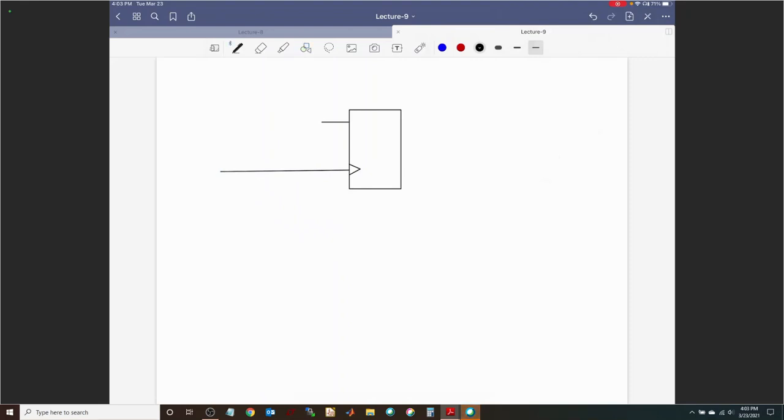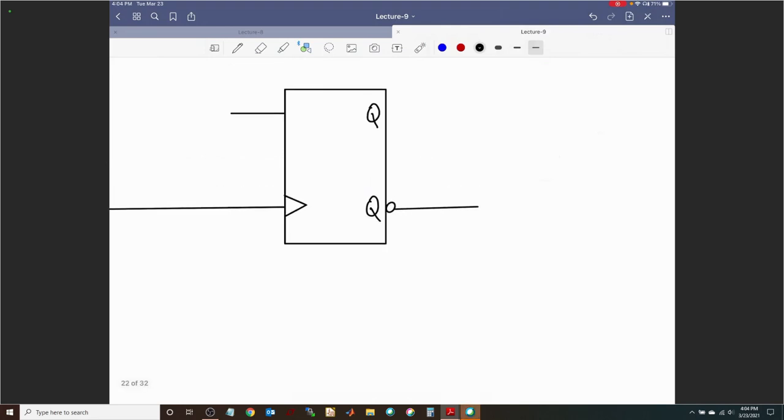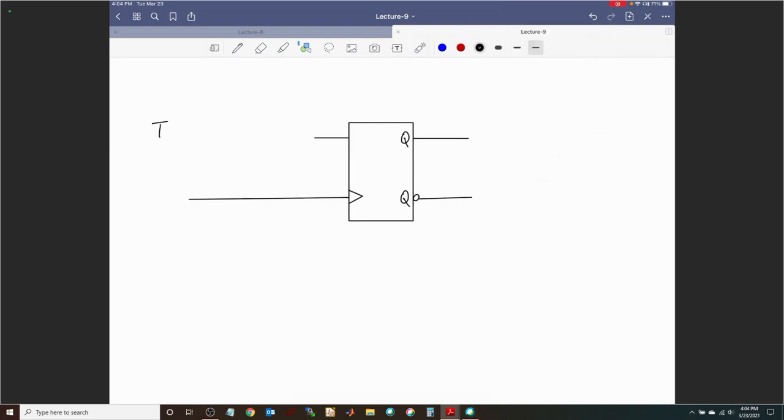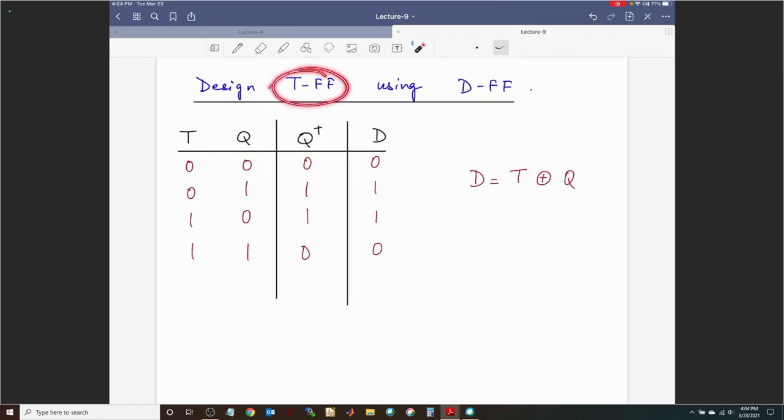And then I have a T input coming in. This is my Q. This is also my Q, but there is a bubble in front of this one. All right. And this is, of course, my data. All right. So the equation was what? I have the positive edge trigger D flip-flop. I wanted to make a T flip-flop. And the equation that I have is D equals T exclusive OR Q. Exclusive OR gate, one of the inputs is T, one of the inputs is Q.